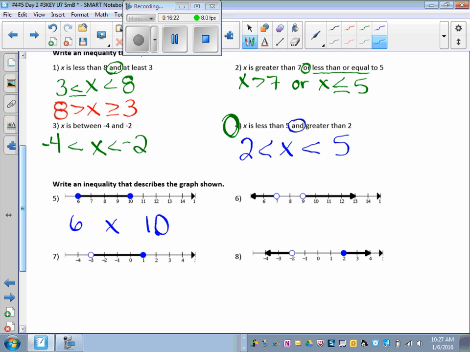Okay, so if you've noticed our and statements, as long as we've written the smallest number on the left side, which way do my arrows face? The left, yeah. So as long as your smaller number's on the left side for an and statement, they're both going to be facing left like this.